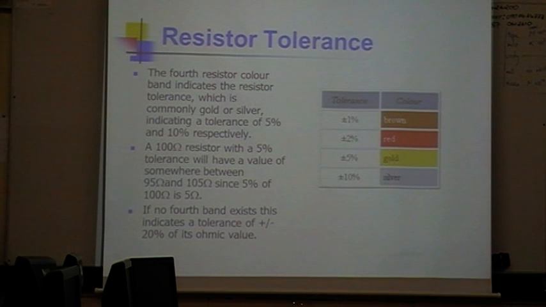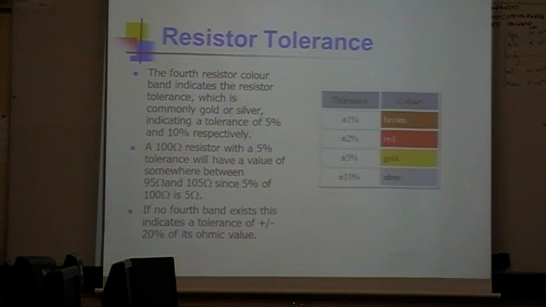Now, the fourth resistor color band indicates the resistor tolerance, which is commonly gold or silver, indicating a tolerance of 5% and 10% respectively. A 100 ohm resistor with a 5% tolerance will have a value of somewhere between 95 and 105 ohms, since 5% of 100 ohms is 5 ohms.